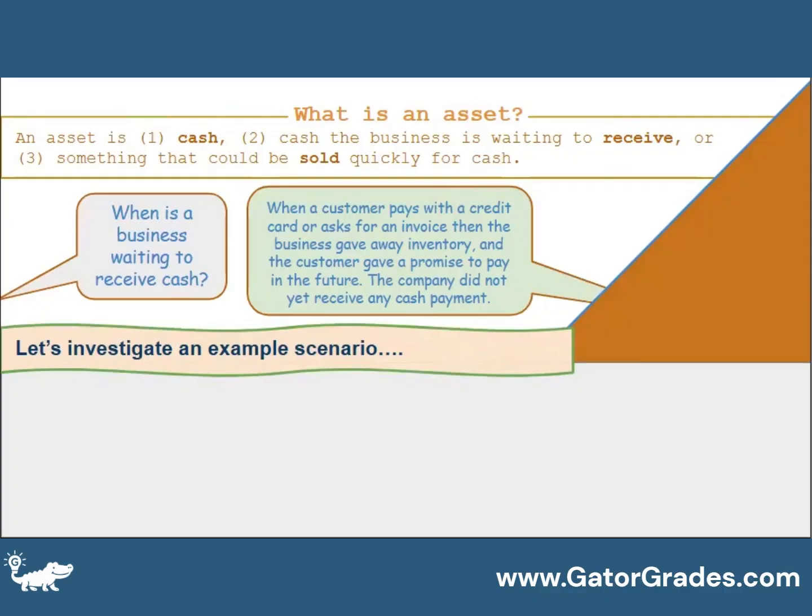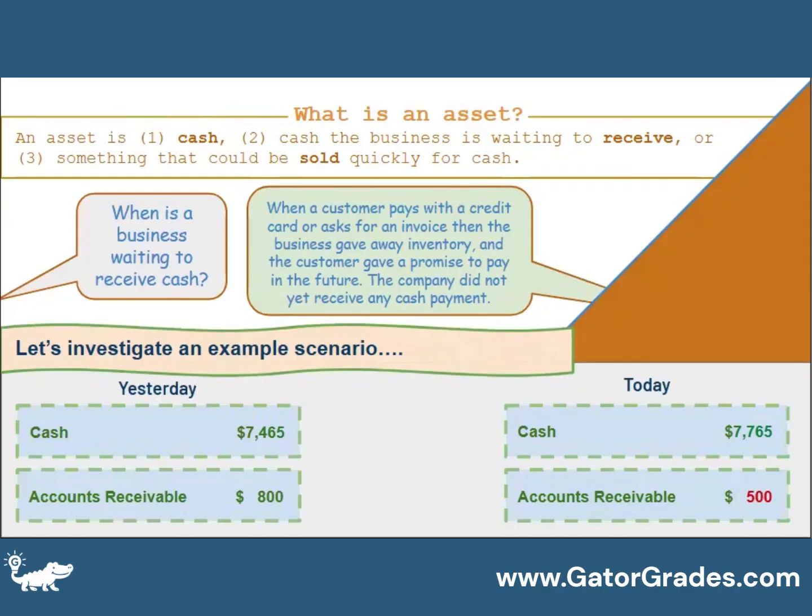Let's investigate an example scenario. Yesterday, the business cash balance was $7,465 and the accounts receivable balance was $800. Today, the business cash balance is $7,765 and the accounts receivable balance is $500. Looking at the cash balance yesterday as compared to the cash balance today, we see the business has $300 more in the account today. We could also look to the accounts receivable balance to see the balance was $800 yesterday and today it is $500.